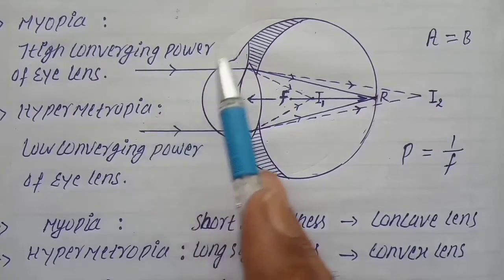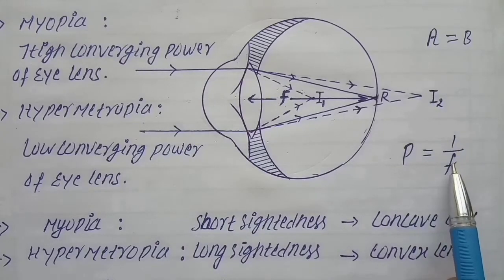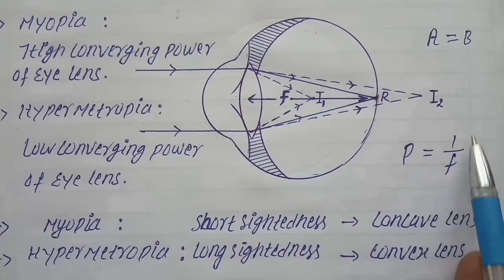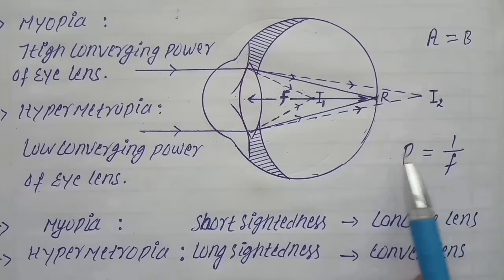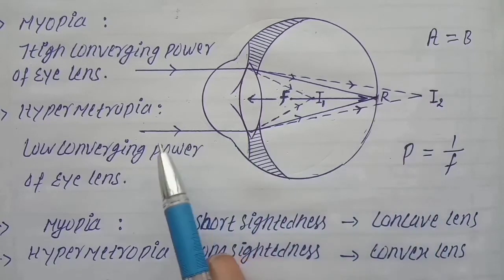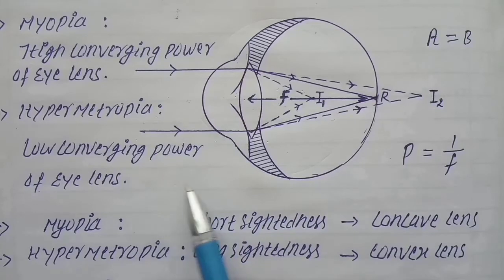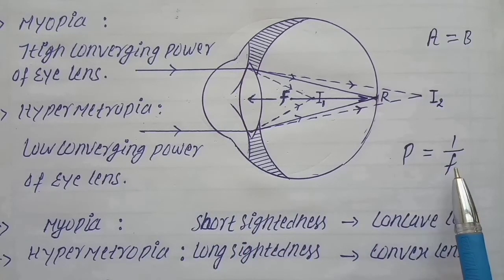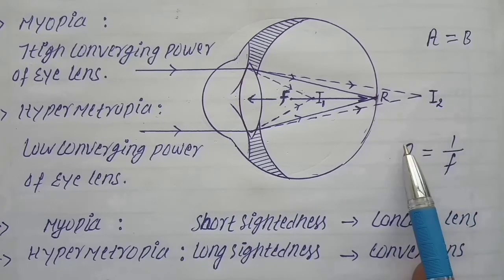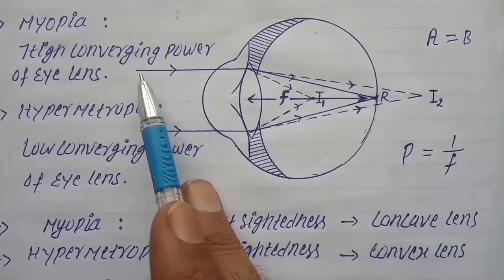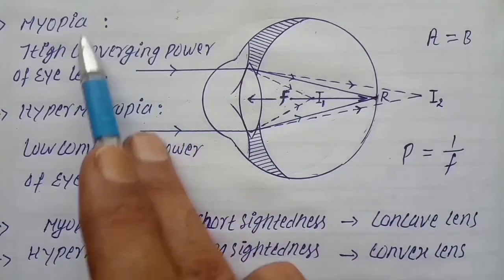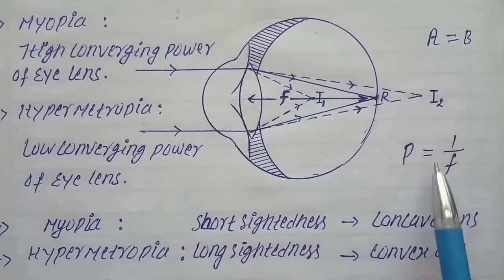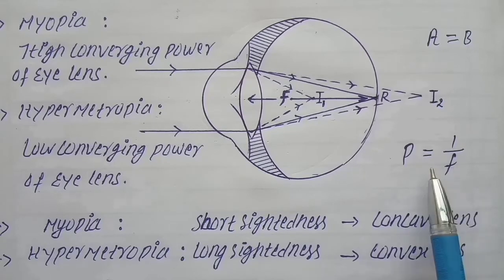Also, we can recognize the defect on the basis of focal length. If the focal length of eye lens increases, then power decreases, means low converging power. Hypermetropia can be corrected by convex lens. If the focal length of eye lens decreases, then power increases, means high converging power. Myopia can be corrected by concave lens. So here we can recognize the defect on the basis of power and focal length.